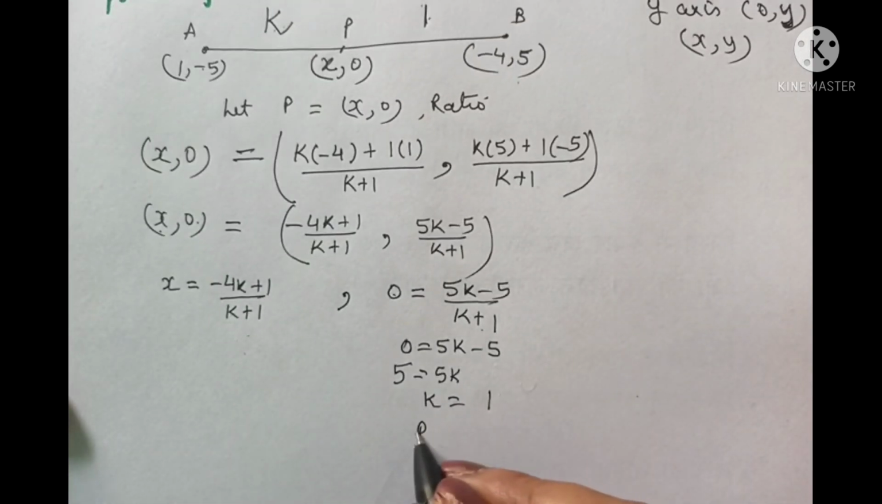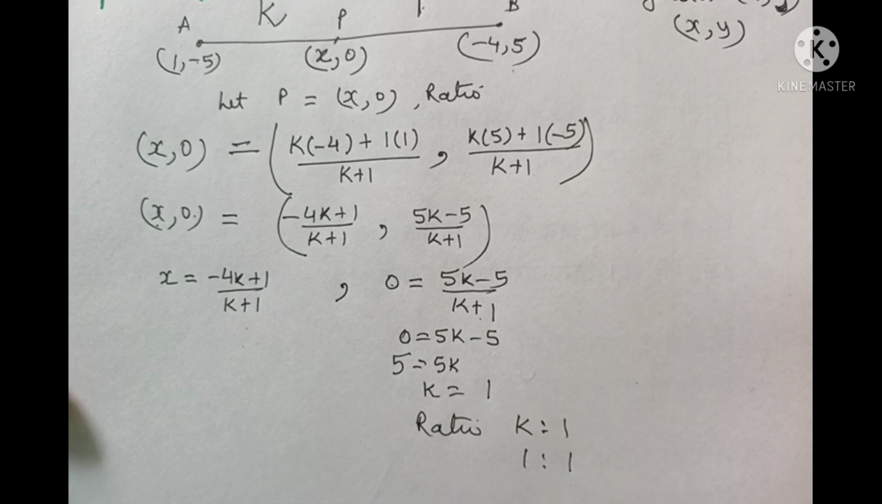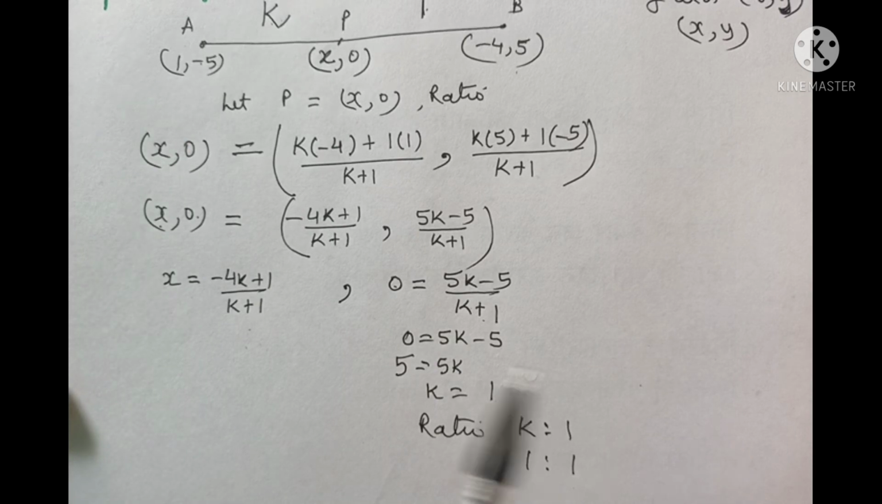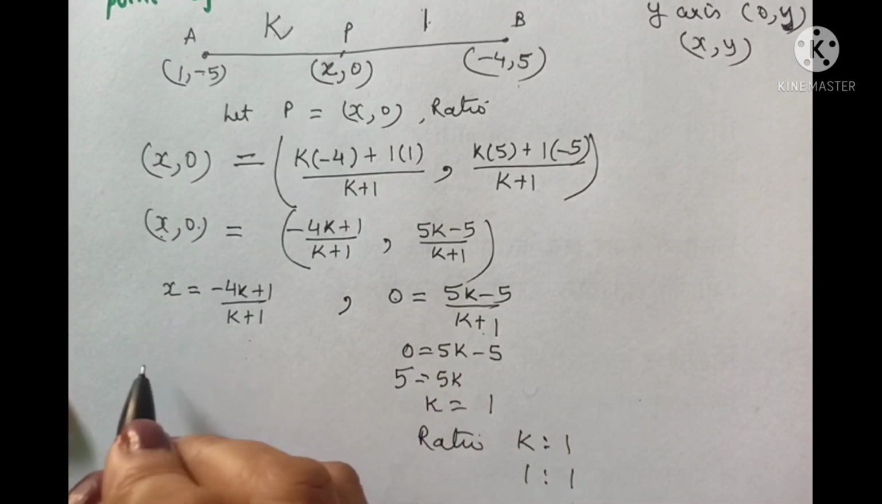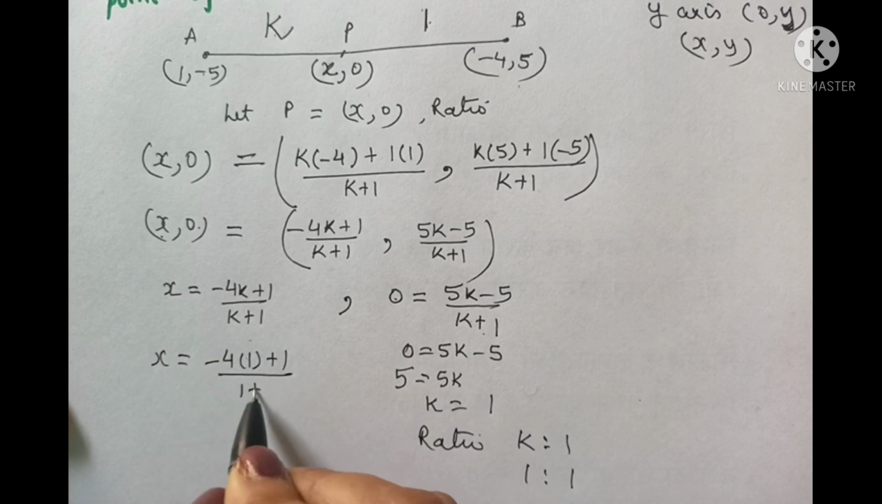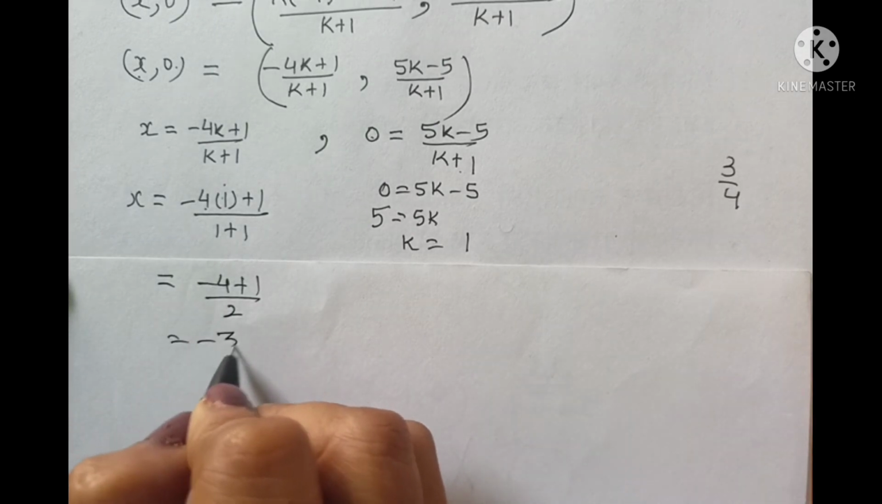So if k is 1, then clearly my ratio comes out to be k is to 1, means 1 is to 1. So 1 is to 1 is the ratio. तो हमारा पहला काम हो गया, find the ratio. Also we have to find the point of division, means we have to find the value of x comma 0. So let us put the value of k over here, minus 4 into 1 plus 1 upon 1 plus 1. So this gives you minus 4 plus 1 upon 2, that is minus 3 by 2.